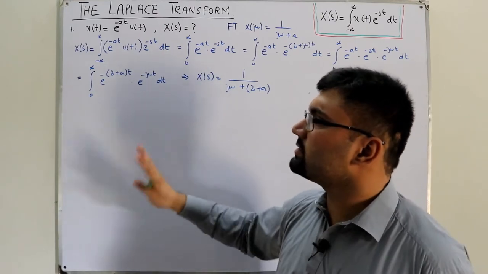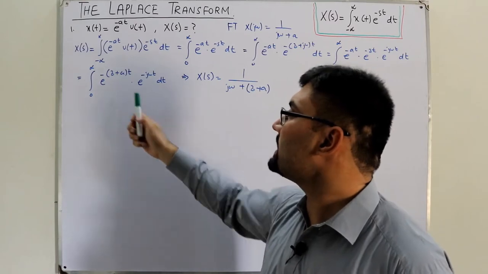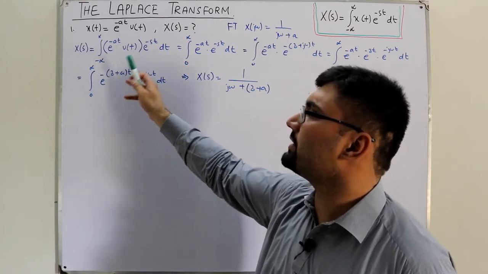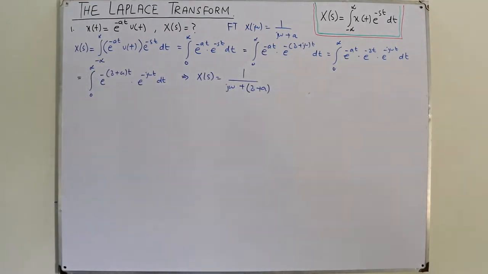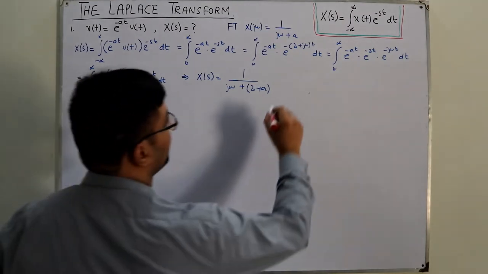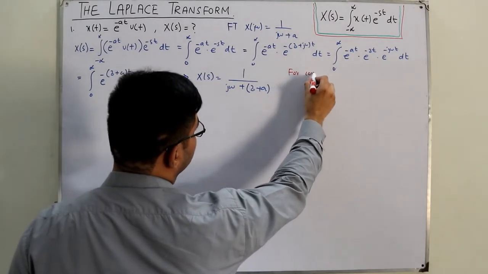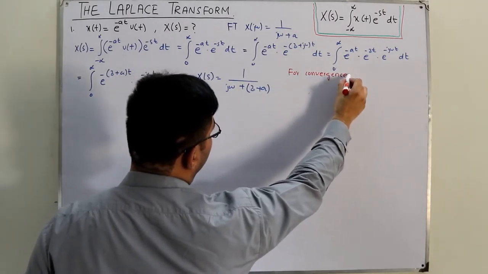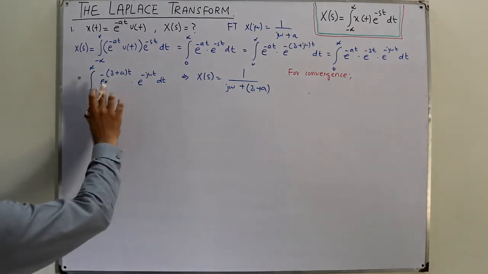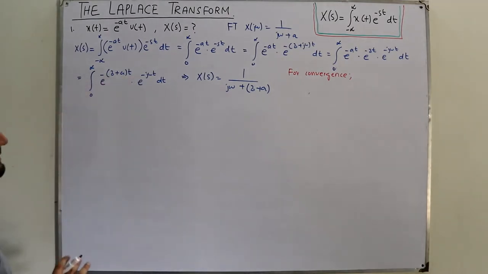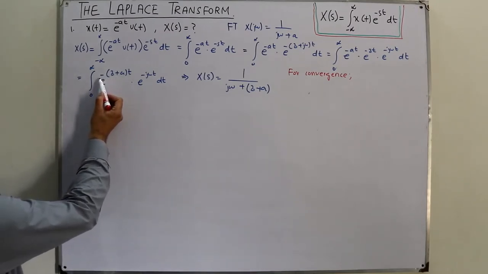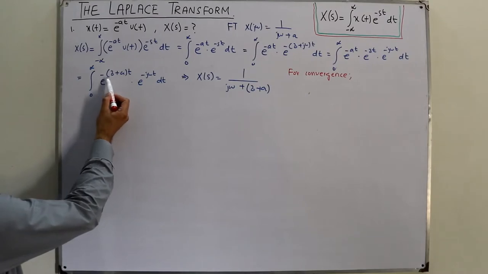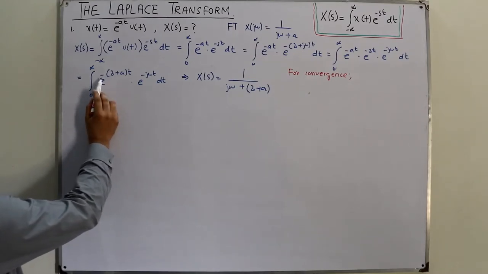For the lower limit, for the zero, we don't have any problem. Why is that? If you put a zero, whether this is positive or negative, the whole thing would be exponential of zero, which is one. But in the higher limit we have a case. So what should be the case for convergence? What's the problem? This sigma plus a cannot be negative in some cases. If this is negative and this is negative, this would give you a positive.